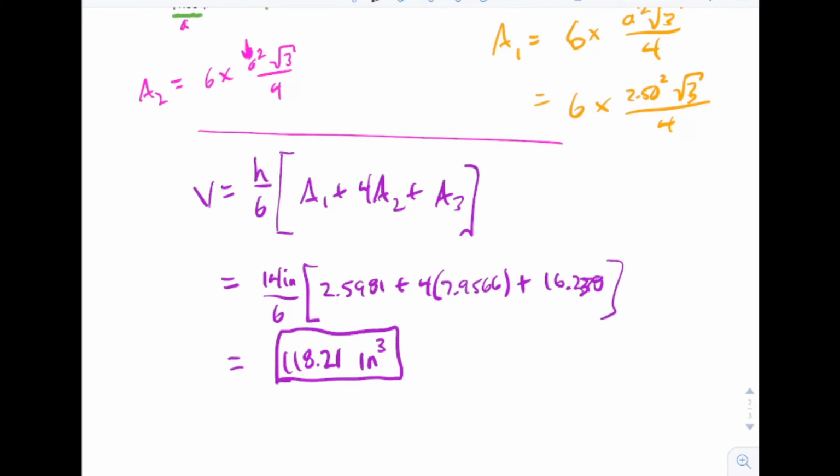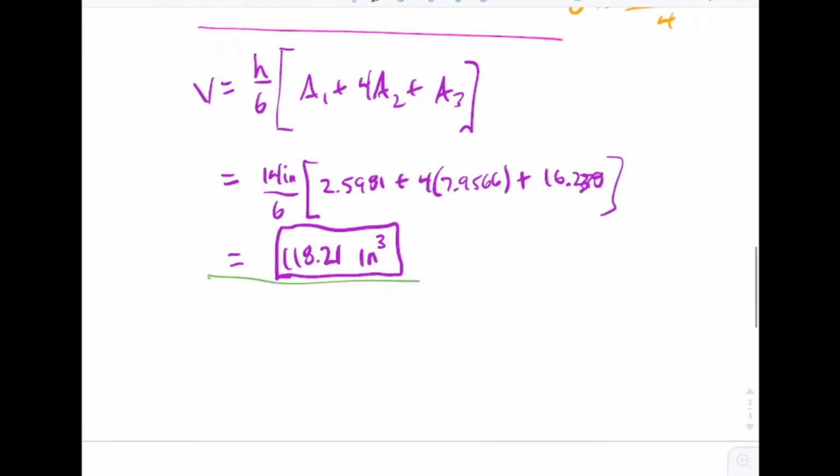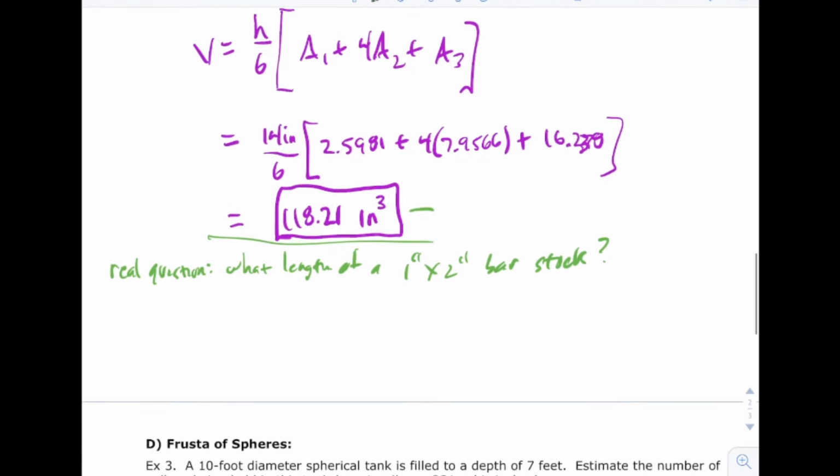So to finish the question, you always got to do that. Sometimes you get happy. You say, hey, I found the volume, cool. But wait, the real question is, what length of a 1" by 2" bar stock will we need in order to cast that many cubic inches of whatever this material is?